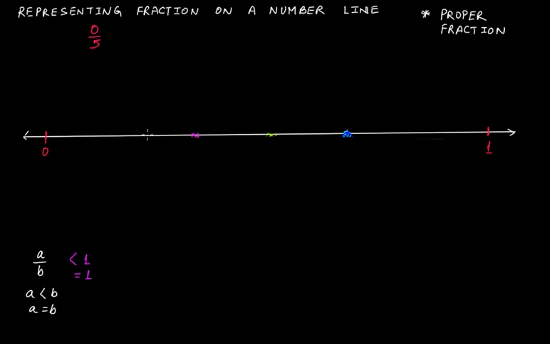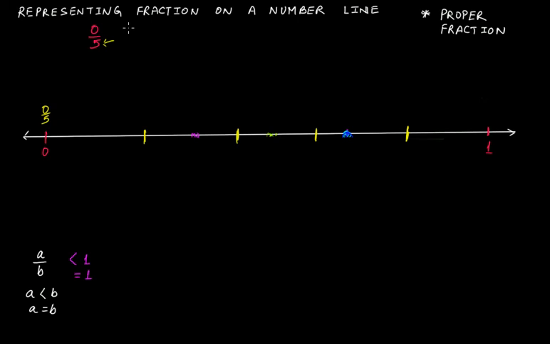So 1, 2, 3, 4, and 5. This is 1 part, this is 2 part, this is 3 part, this is 4 part, this is 5 part. Though it's not perfectly divided into 5 equal parts, for the sake of discussion, we'll assume that these are 5 equal parts according to this denominator. This is talking about 0 by 5. Now you know that if you divide 0 by any number, it will be 0. So it's actually talking about this point. So this is 0 by 5.